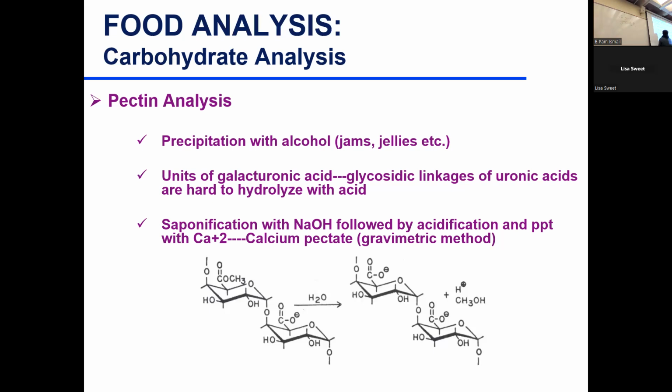What you can do is add calcium. So the calcium will react with your net negative charge and kind of precipitate your pectin. So that's why it's important to saponify, to break up the methyl groups and give you all ionized groups that would form complexes with the calcium and form calcium pectate, actually precipitate, and then you can measure gravimetrically.